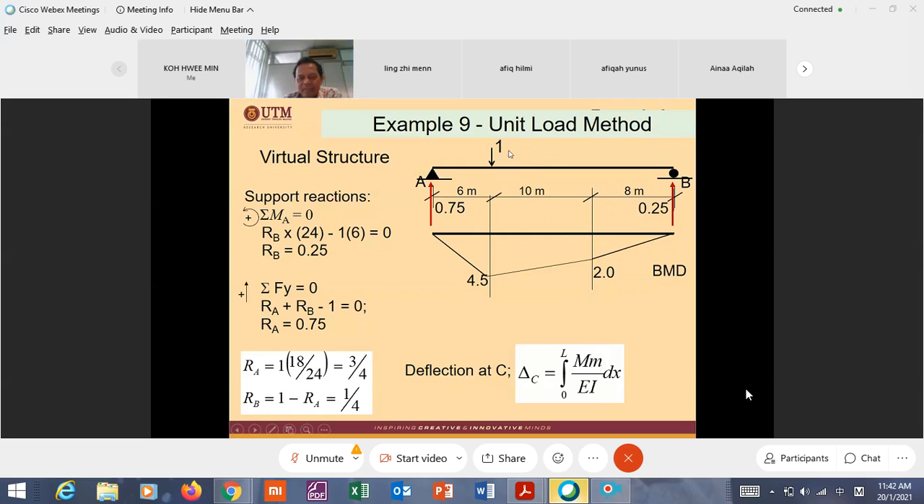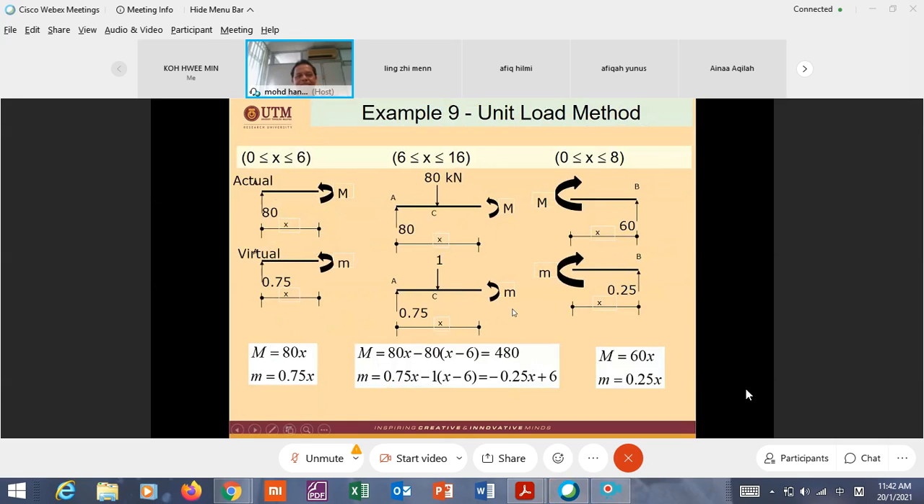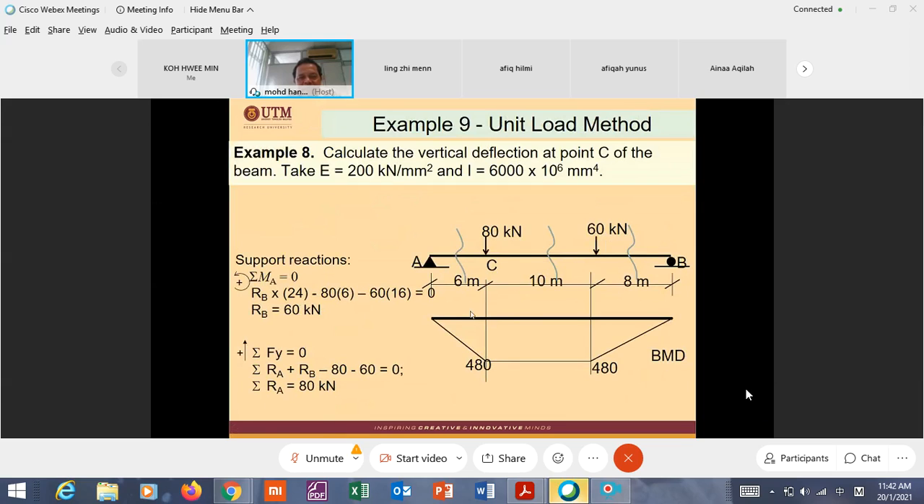Okay, now you have three segments: AC, CD, and DB. Why do you need to split into three segments? I repeat, because the loading is not symmetrical. The loading is not symmetrical. Therefore, you have to split into three segments.